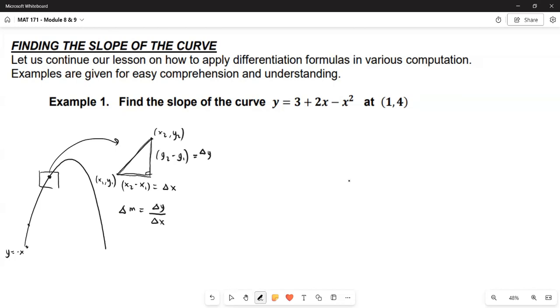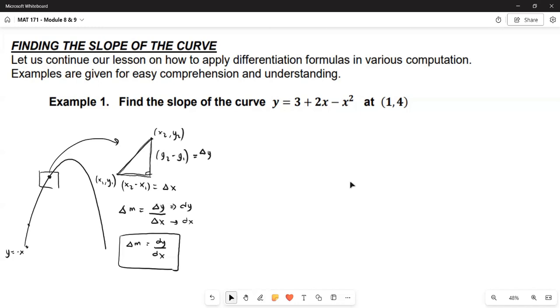So anyway, you have here change in slope is equal to change in y over change in x. And we know that change in y is simply d of y or dy or derivative of y. And then change in x is just the same with dx. So meaning, change in slope is just the derivative of y in terms of x. Okay? So ito lang yung gagamitin natin. So punta tayo dito sa first example natin para mas magets natin yung short discussion natin na ginawa.